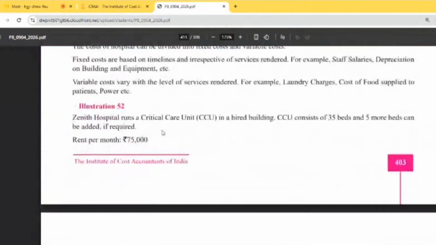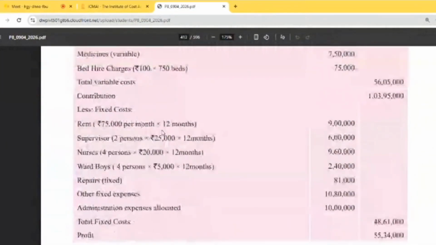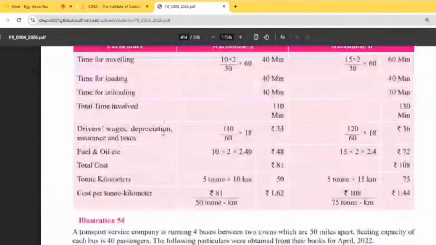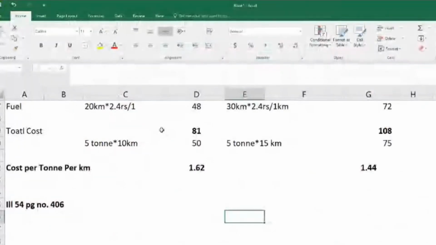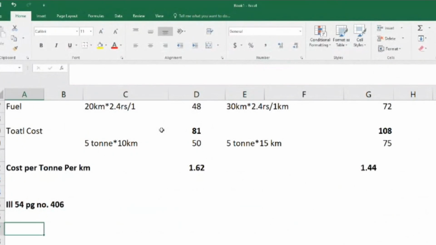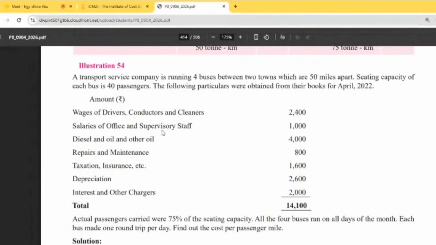So you people also work out every sum in your note. If you are unable to write, pause the video and write. Else if you want, I can share this note with you as a PDF also.